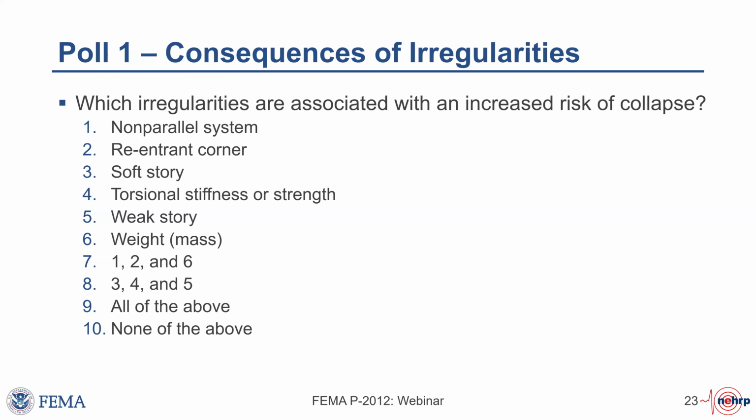So then we have non-parallel system, reentrant corner, and weight irregularity. You can also choose soft story, torsional stiffness or strength, and weak story. There's also the option to say all of the above or none of the above. I know this is a bit of a long poll, so we'll give you some time to think about it and get your responses in.